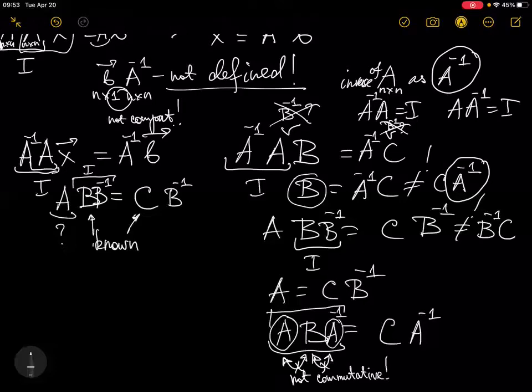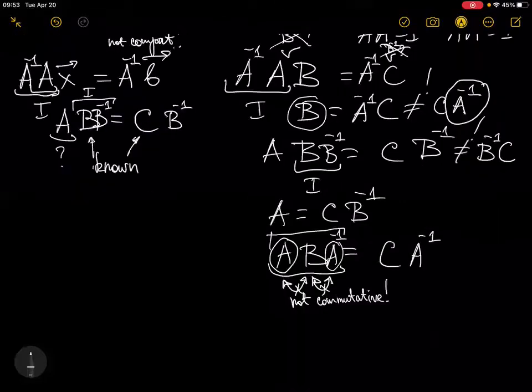So you need to track where is your matrix and from what side you need to multiply. For example, here, in order to get rid of A here to express X, I needed to multiply from the left. But here, in order to get rid of B, I needed to multiply from the right. Clear or not?